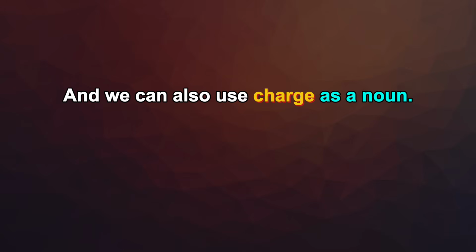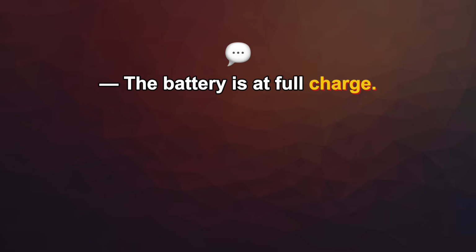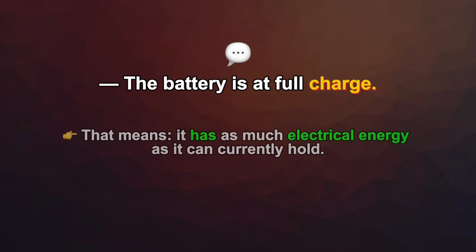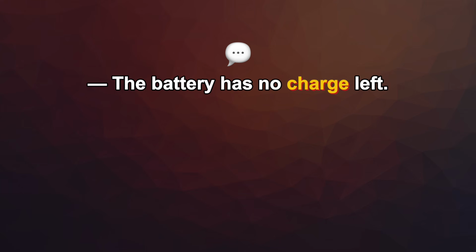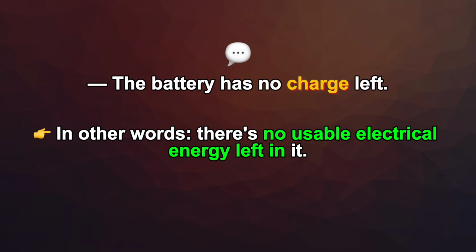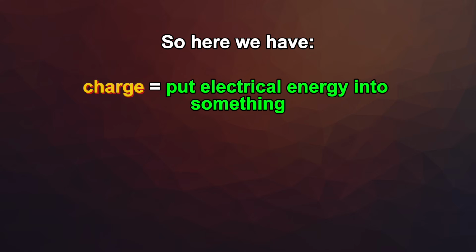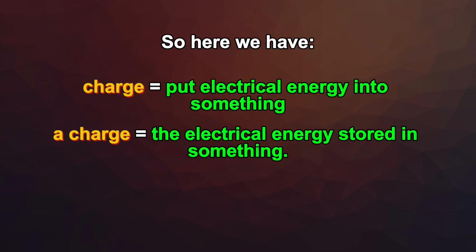And we can also use charge as a noun. The battery is at full charge. That means it has as much electrical energy as it can currently hold. The battery has no charge left. In other words, there's no usable electrical energy left in it. So here we have charge equals put electrical energy into something, and a charge equals the electrical energy stored in something.